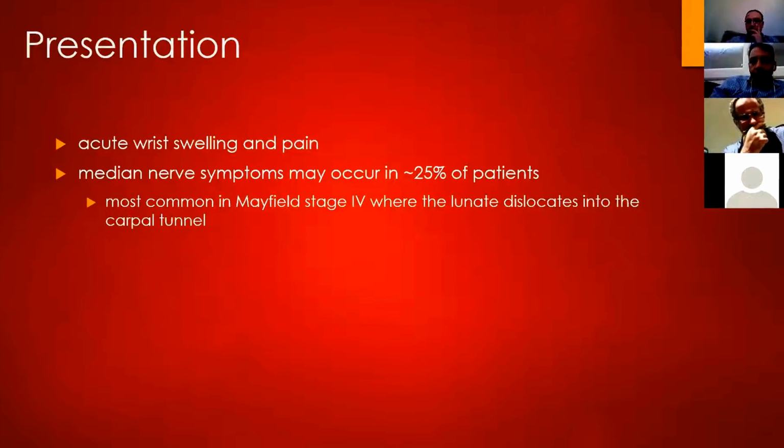Patients usually, as I mentioned earlier, have high energy trauma. The patient presents with acute wrist swelling and pain. Median nerve symptoms are mentioned in the literature in around 25% of patients, usually in Mayfield stage 4.